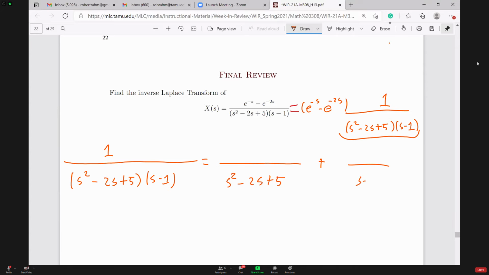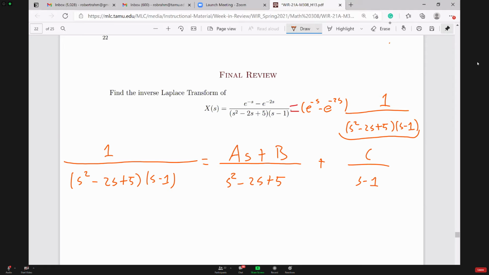Okay, and here we go, s minus 1. And what goes over the s squared minus 2s plus 5? As plus b. Yeah. But remember to use s since those are the variables. And then what goes over the s minus 1? C. C, exactly.